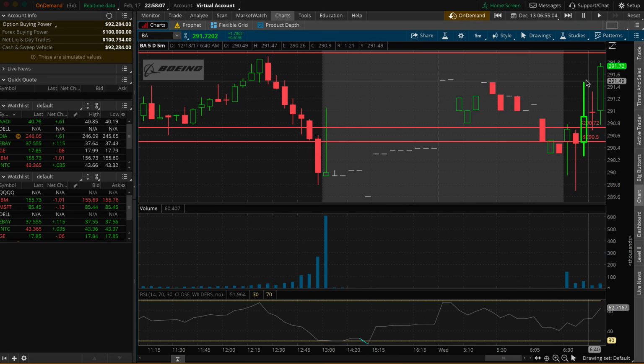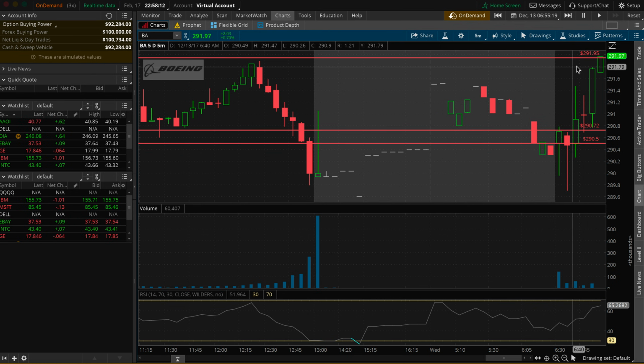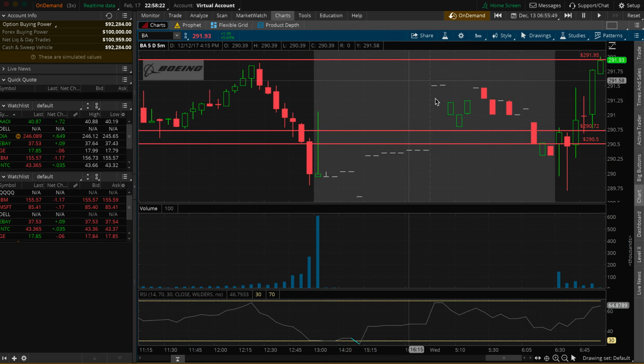So it just passed the resistance right here, but it has a second resistance right here. So I wouldn't buy more until this is passed. So if we look at what we have right now, we're up $759, right? Okay, great.